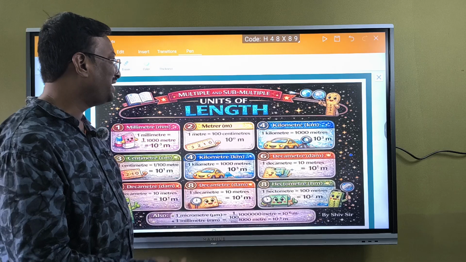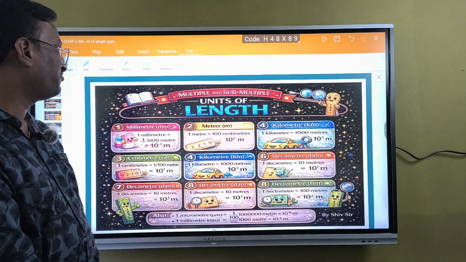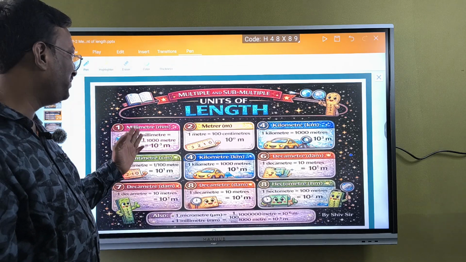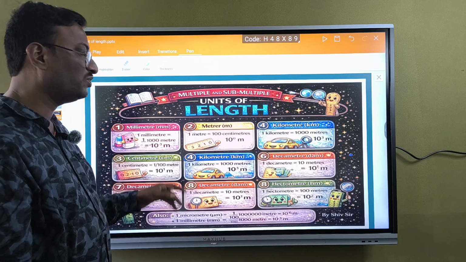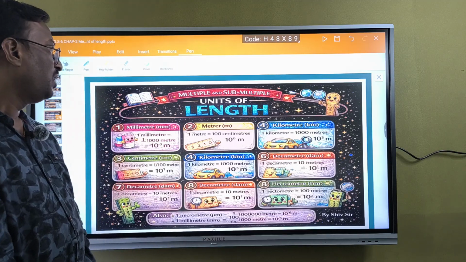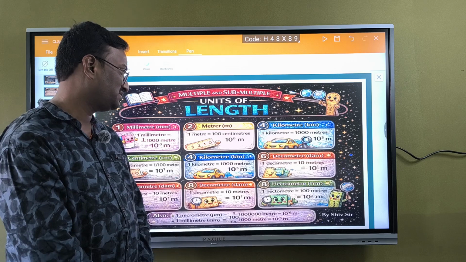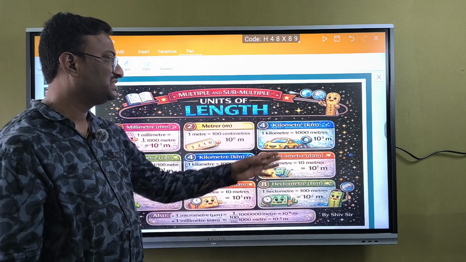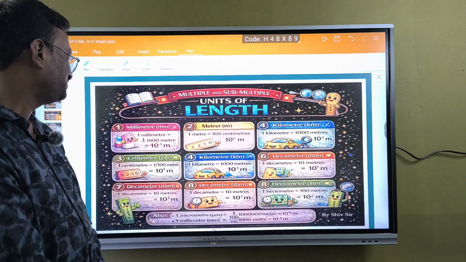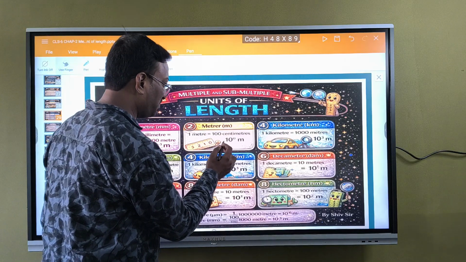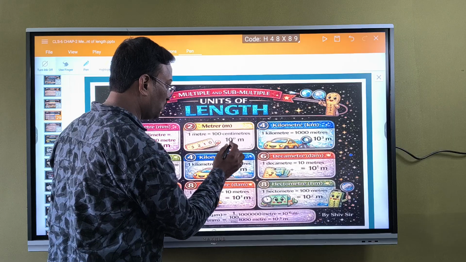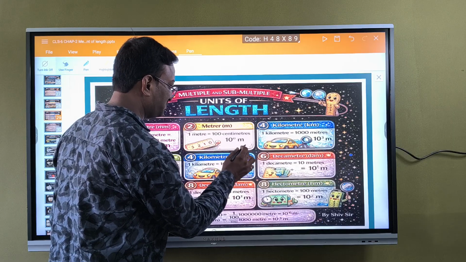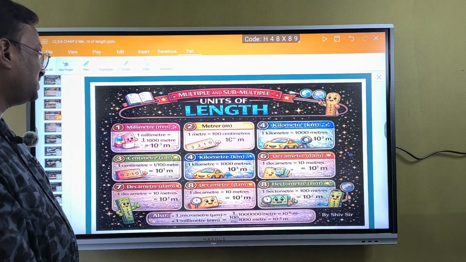Next, multiples and submultiples of units of length. 1 millimeter is equal to 1/1000 meter, that is 10 power minus 3 meters. 1 meter is equal to 100 centimeters. 1 kilometer is equal to 1000 meters, which is 10 power 3 meters. 1 meter is 100 centimeters, which can be written as 10 power 2 centimeters.